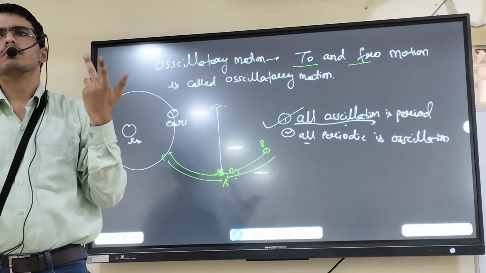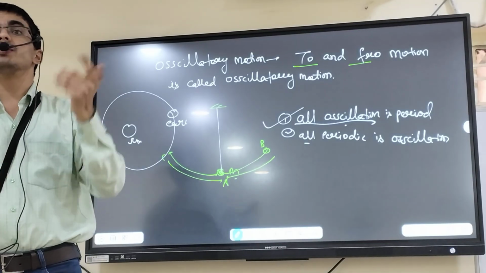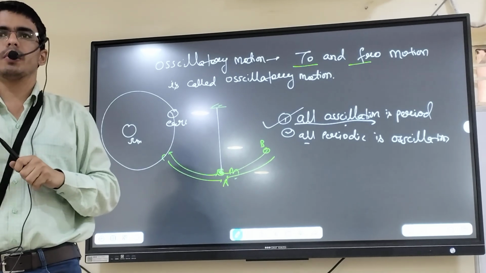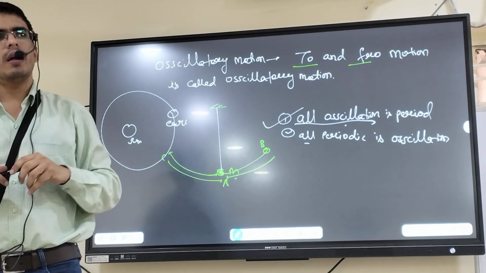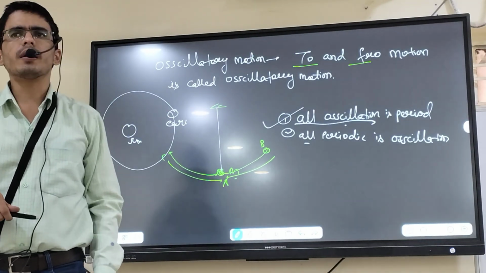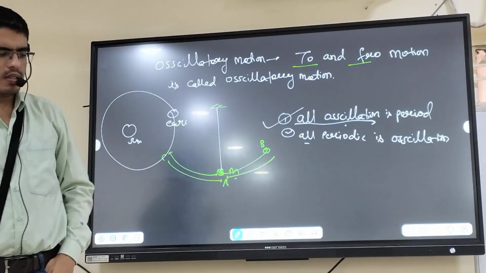Not only circular; many other paths are possible. Suppose every curve, even an elliptical one, is also periodic. That is also correct.